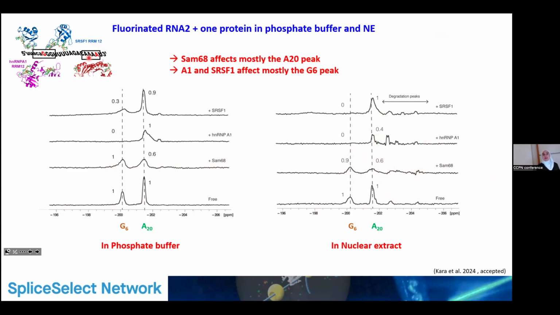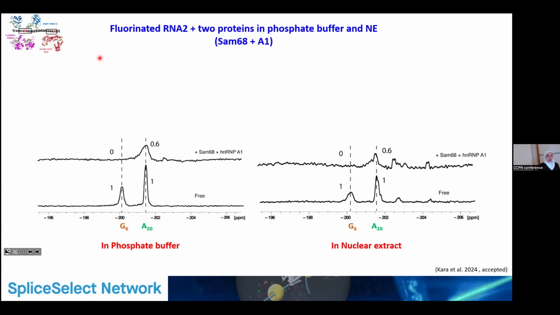This is what we are expecting. We are expecting SAM68 to bind this side and not this side. In the opposite, if you add SRSF1 or A1, this peak completely disappears. So you have 0%, 100% of decrease, while the other one is less affected or completely untouched. And this is also what we expected. We expected SRSF1 and A1 to affect the peak of the G and not the one of the A. So we're happy with that and carried on.